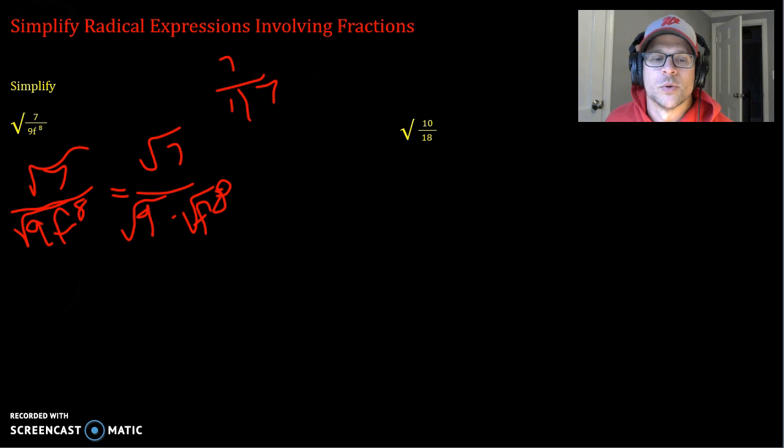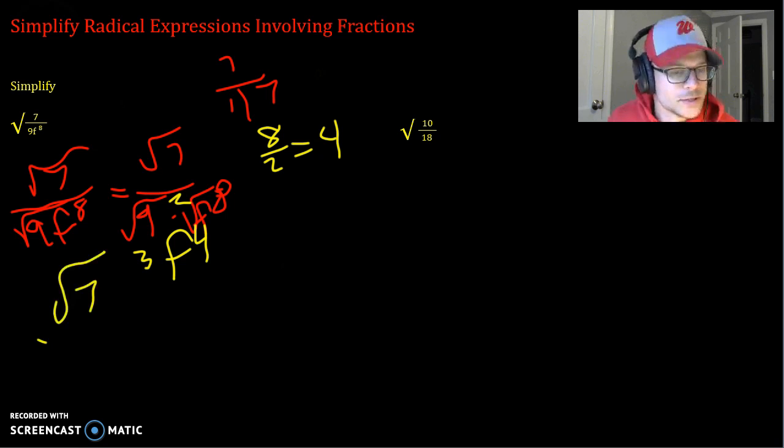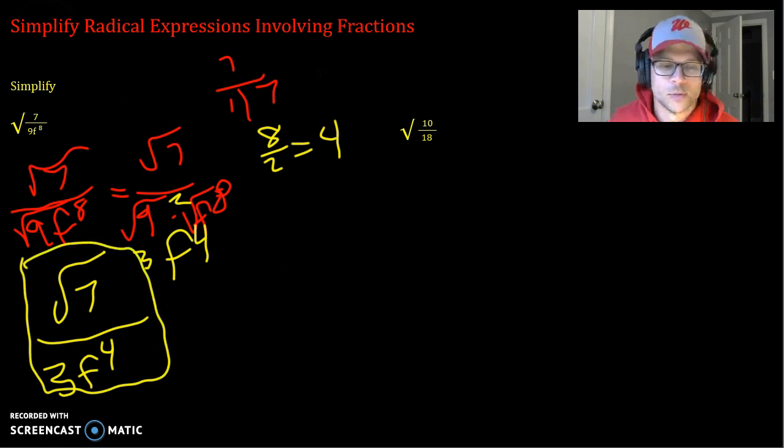On the denominator, the square root of 9 is a perfect square, which is going to give us a 3. And then we need to think of the square root of f to the 8th, taking 8 f's out from underneath the radical in groups of 2. So taking 8 out in groups of 2, 8 divided by 2 is 4. So we're going to be left with 3f to the 4th power. Numerator stays the same. Denominator, 3f to the 4th. There's nothing that we can simplify between the top and the bottom. So we're going to leave our solution just like that.